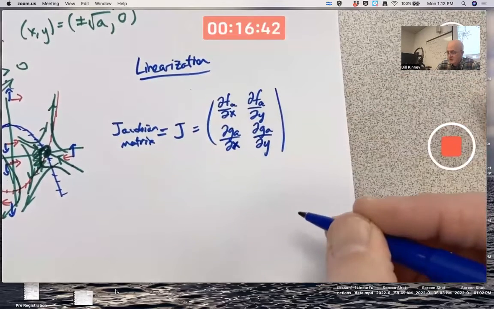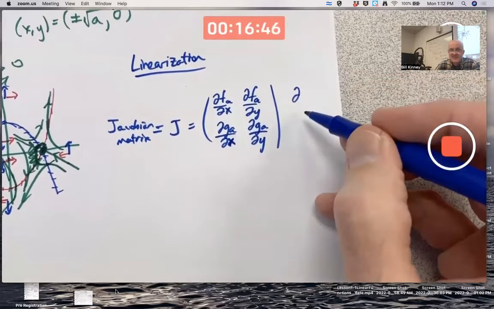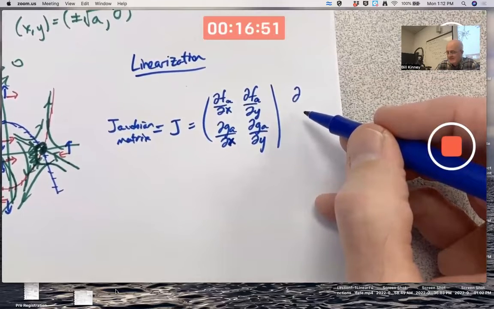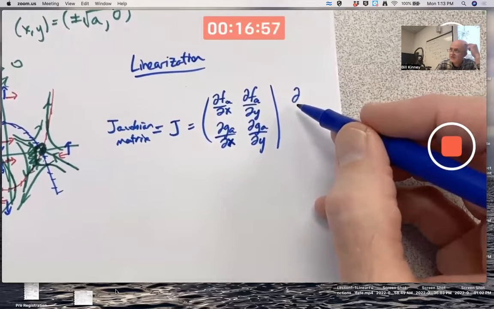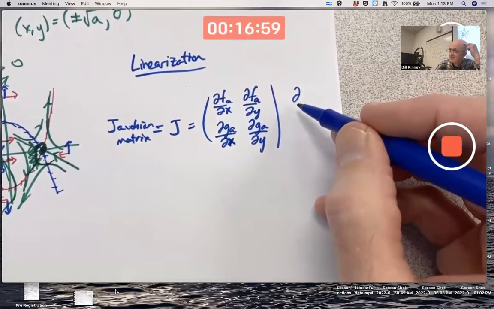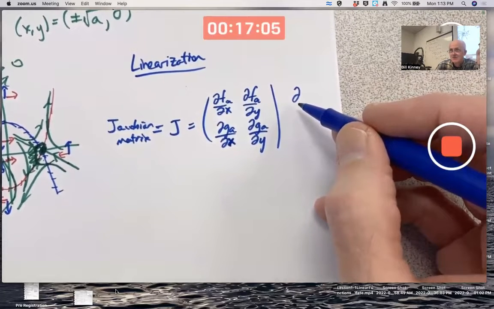This is called partial derivative notation. These curvy things are essentially fancy D's. The only reason to use a fancy D in this context is just to emphasize mentally, oh, my functions depend on more than one variable. And so that's just a way to remind yourself of that. You could use ordinary D's. Don't read too deeply into this. It's just a convention.